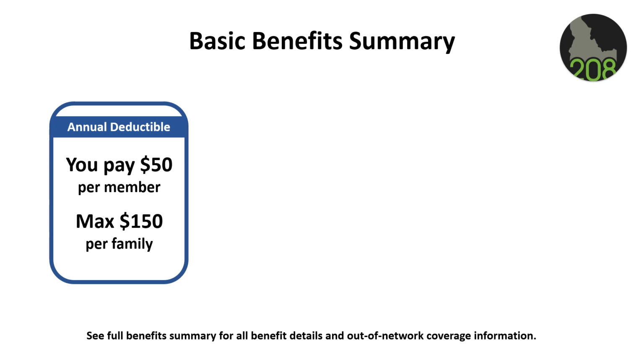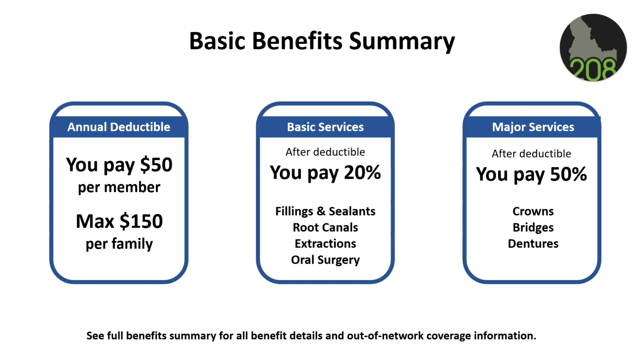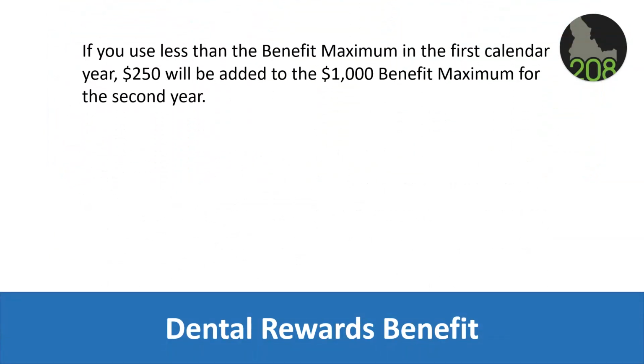Care beyond your preventive requires a deductible, $50 per member with a maximum of $150 per family. That includes basic services. After your deductible, you pay 20%, the insurer covers 80%, and your major services is split 50-50 after deductible. Your plan also does have a rewards benefit.